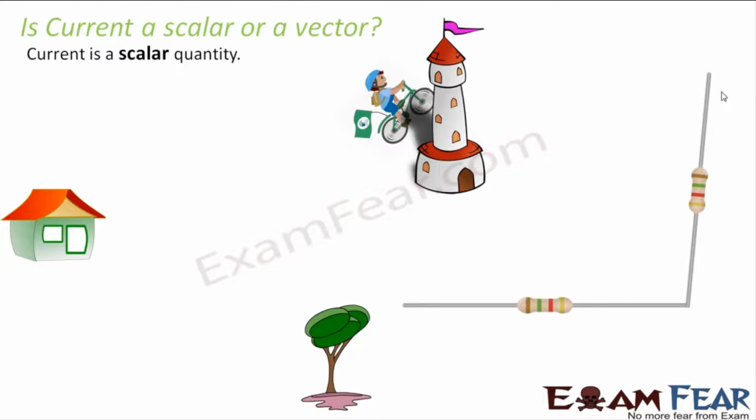Similarly, in case of current, if I say that there is one resistor like this and there is another resistor like this, what would be the total current that is flowing through this? The total current comes by adding the current flowing through this plus the current flowing through this.